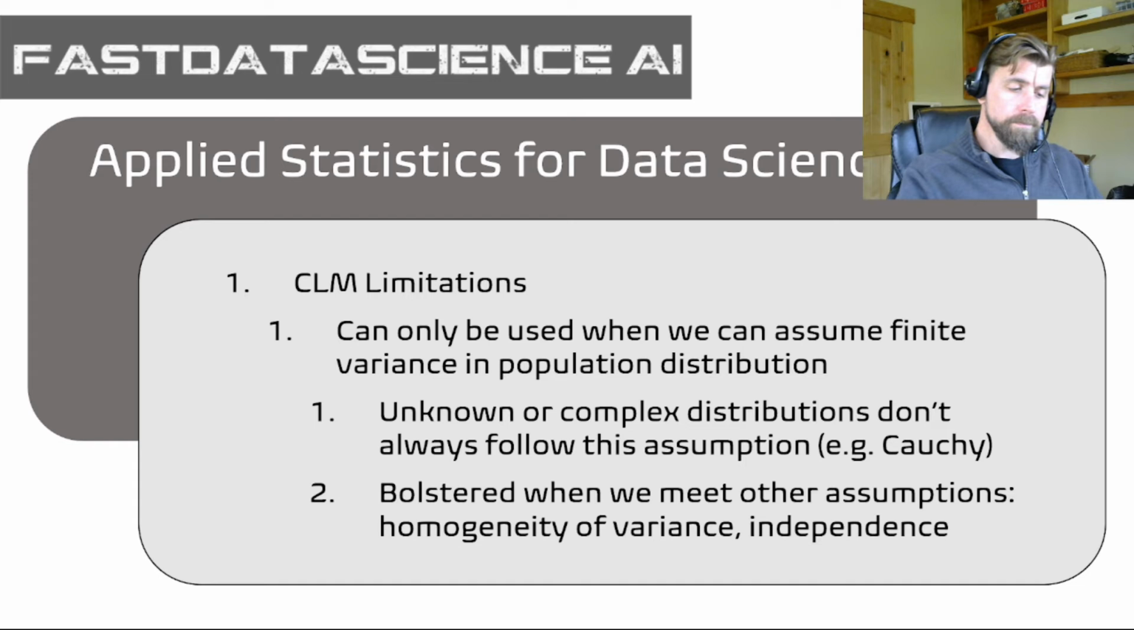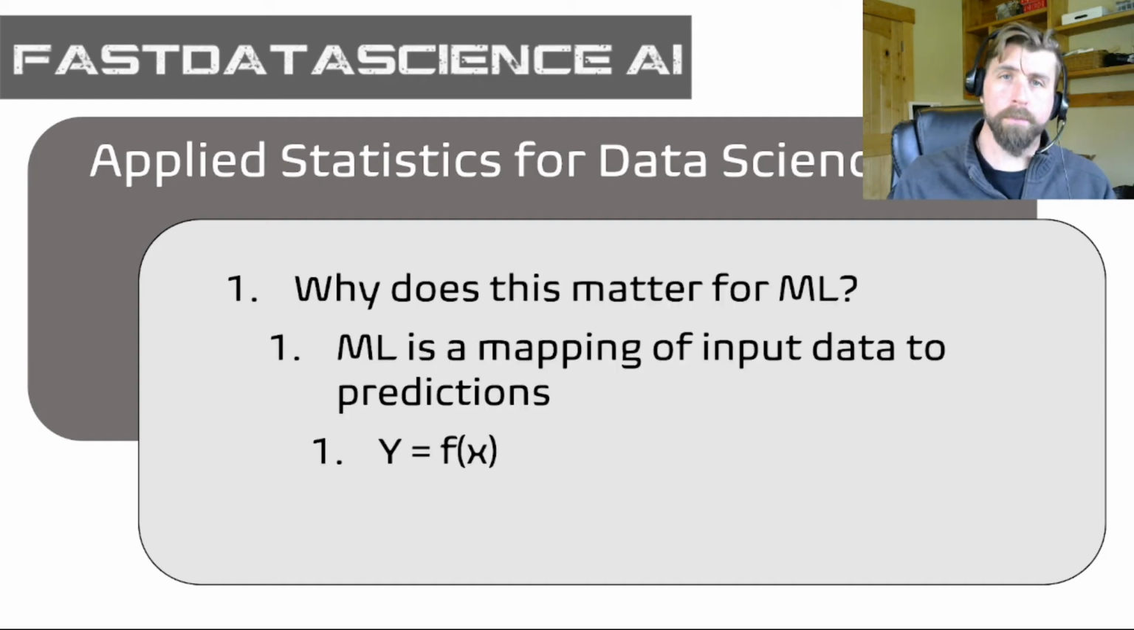So why does all of this matter for machine learning? What's the application here? Remember that we can sort of characterize machine learning as a mapping of input data to some predictions. That is, some function that we apply to input data in order to get some prediction or some output. And so we can characterize most machine learning functions in this way, as y equals some function of x, where x is sample data that we're using to train the parameters of that function to be able to predict the values of y.